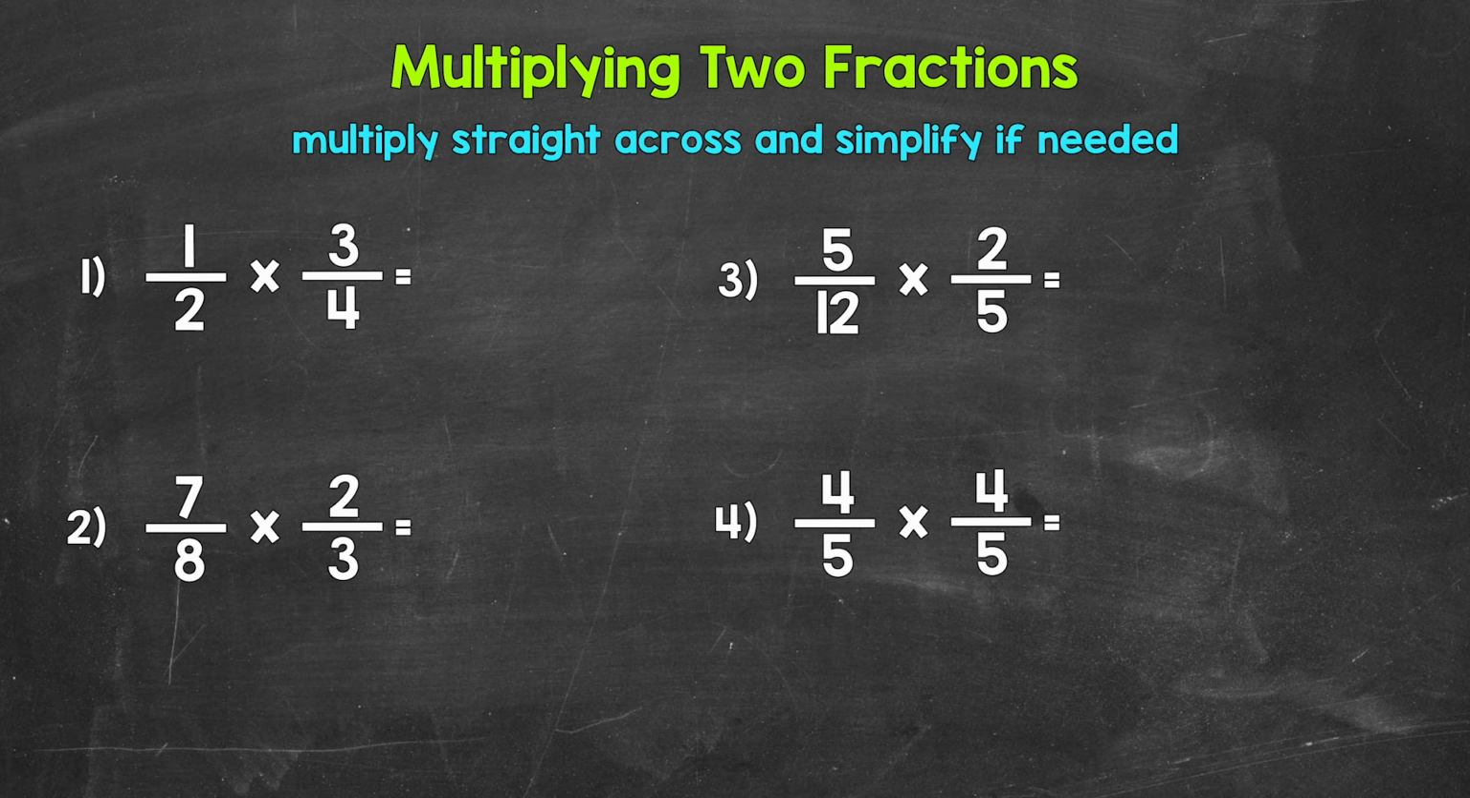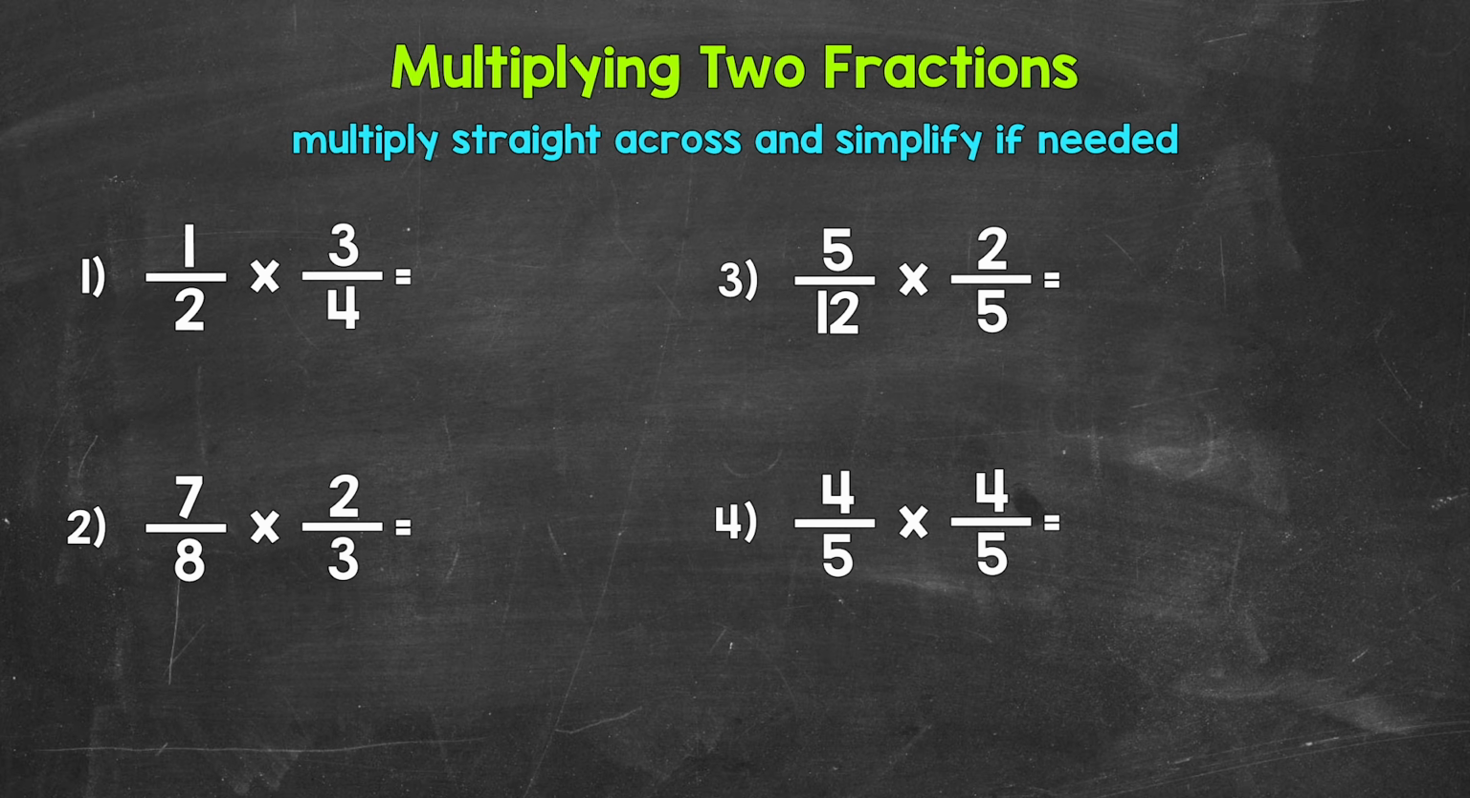Now, when we multiply fractions, all we need to do is multiply straight across. So multiply the numerators, the top numbers, and then multiply the denominators, the bottom numbers. That gives us our answer, and we can simplify that answer if needed.